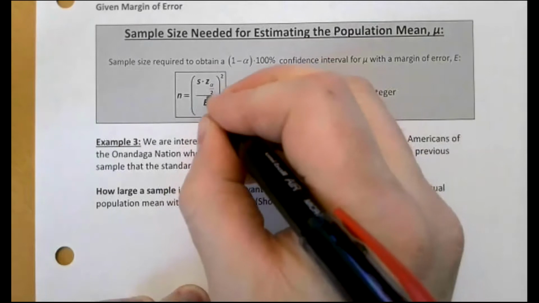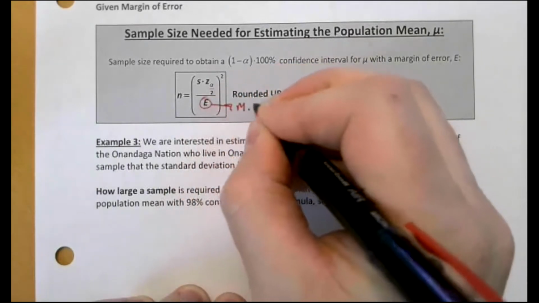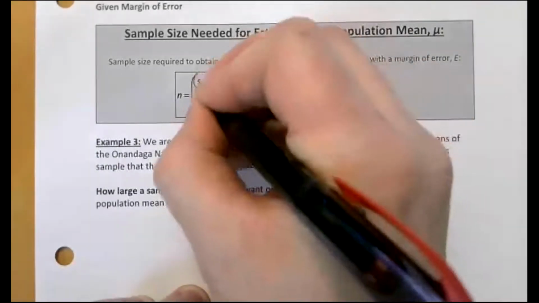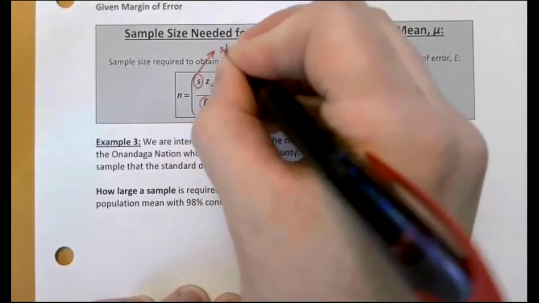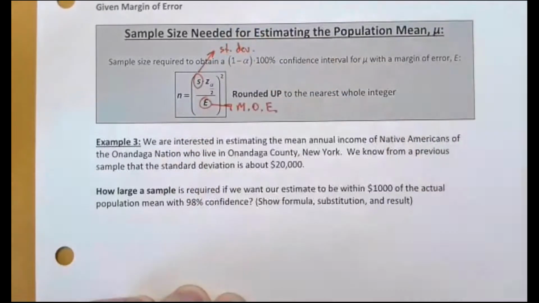So in this formula, I think you should recognize everything. This E is the margin of error. This S is the sample standard deviation. And then the Z critical value.